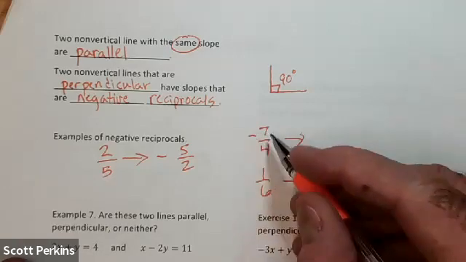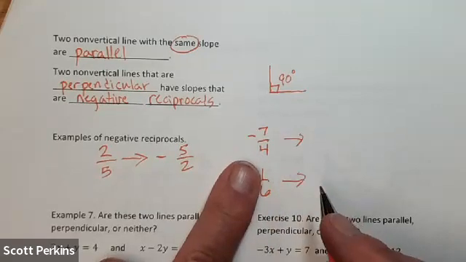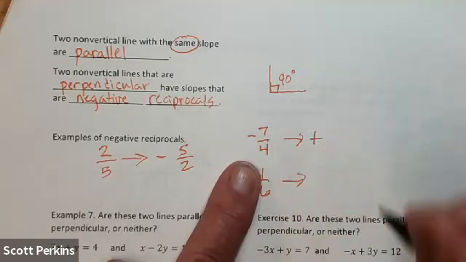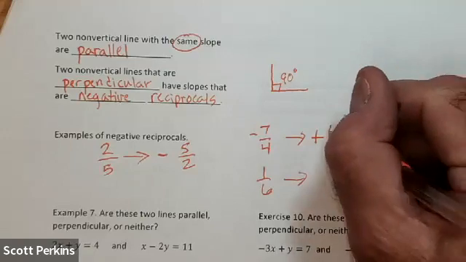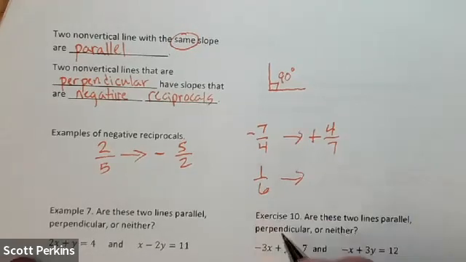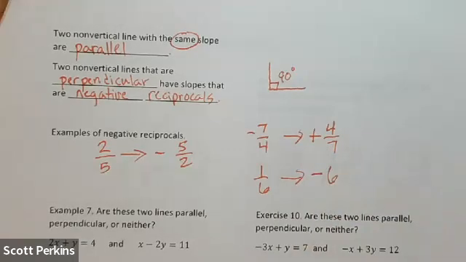All right, so -7/4. What's the negative going to do to that number? Make it, I don't ordinarily do this, but just for your notes, I'm going to write positive. And then what's the reciprocal part of this? 4/7. So positive 4/7 is the negative reciprocal. Negative means change the sign. Reciprocal means change the position. 1/6. What's the negative part of this going to be? Negative. And then what's the reciprocal? 6/1 or just 6. Okay, great.